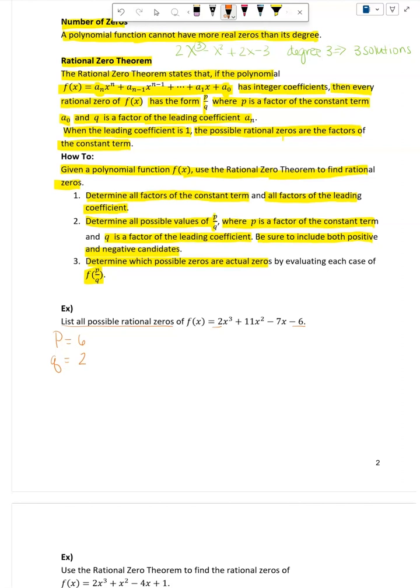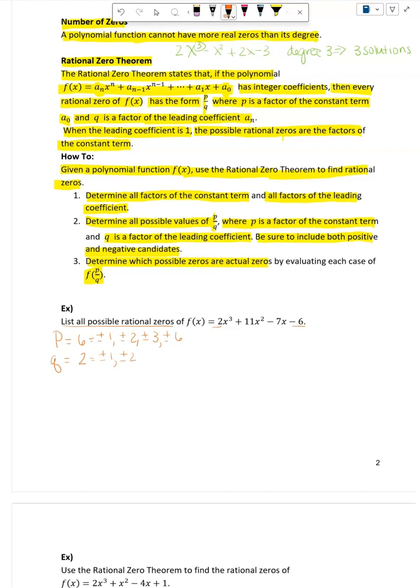So for 6, we're going to list plus or minus 1, plus or minus 2, plus or minus 3, and plus or minus 6, right? That's all the factors of 6. But you always have to remember both the positive and the negative, so I always put plus or minus in front of both. Now, q is your 2, so we're going to have plus or minus 1 and plus or minus 2. I should put commas between all those.